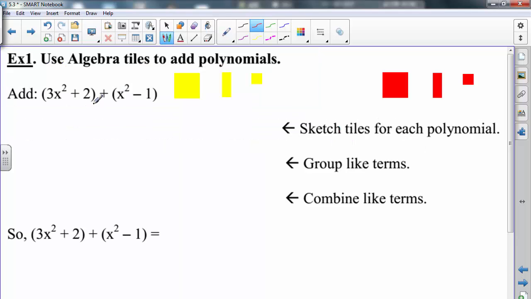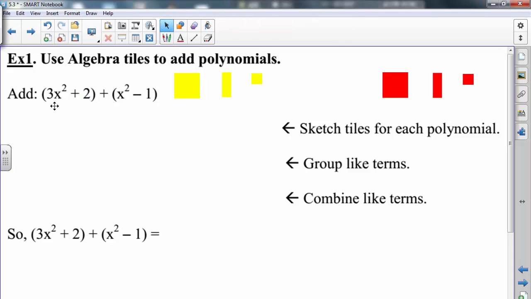Let's look at the first example. Use algebra tiles to add these two polynomials: (3x squared plus 2) plus (x squared minus 1). Let's look at how we can add these two polynomials together. The first step is sketch tiles for each polynomial. The first polynomial is 3x squared plus 2.